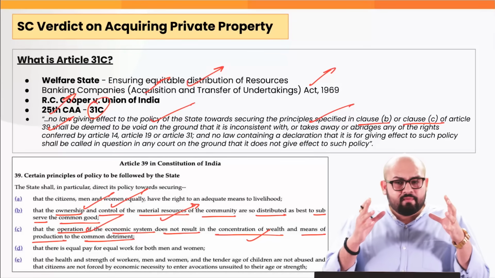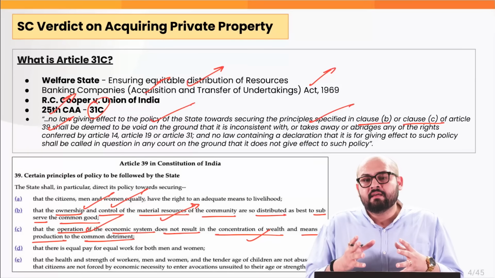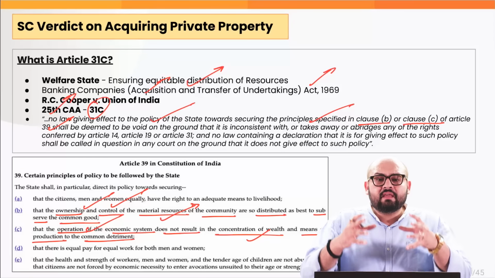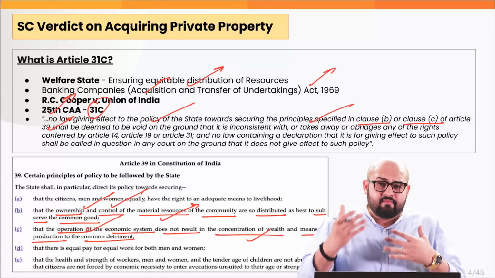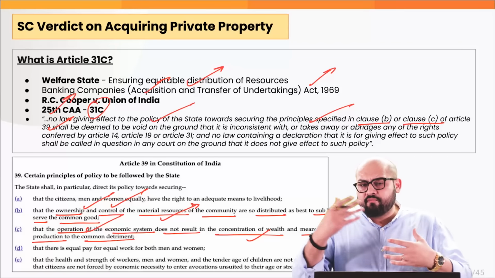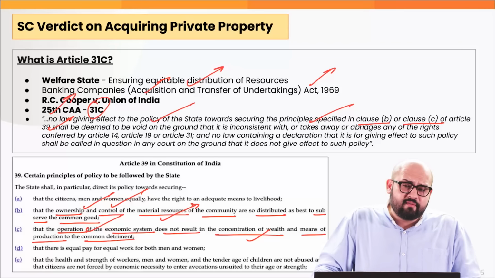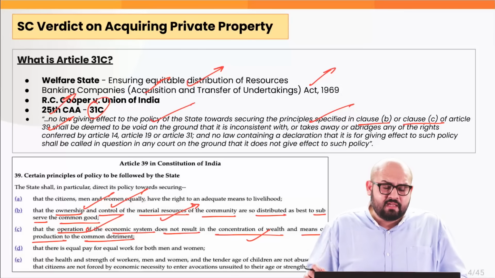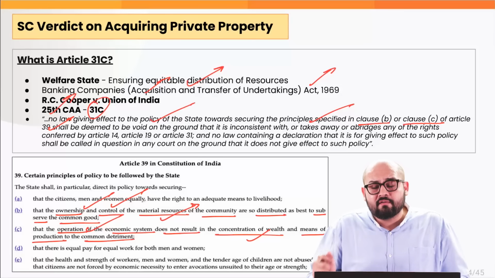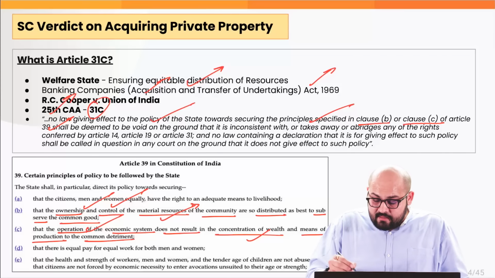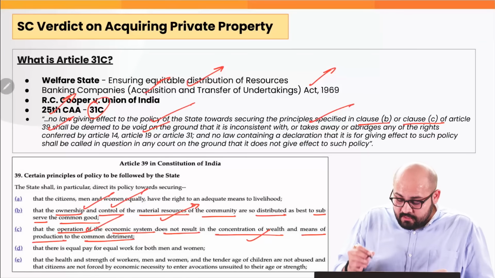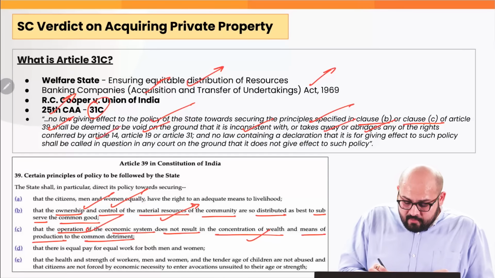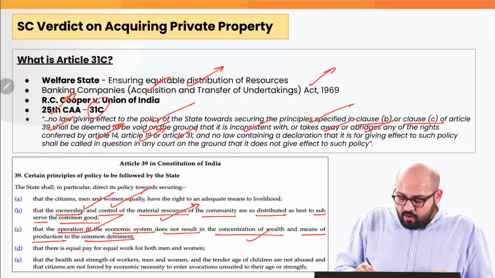So understand, these are socialistic trends. We are trying to give importance to the society and not the individual, right? That is the reason various governments came up with these policies of different reforms, and finally we had the 25th Constitutional Amendment Act, which included 31C, and it said that no law giving effect to the policy of the state towards securing the principles specified in Clause B and Clause C of Article 39 shall be deemed to be void on the ground that it is inconsistent with, or takes away or abridges, any of the rights conferred by Article 14, Article 19 or Article 31.